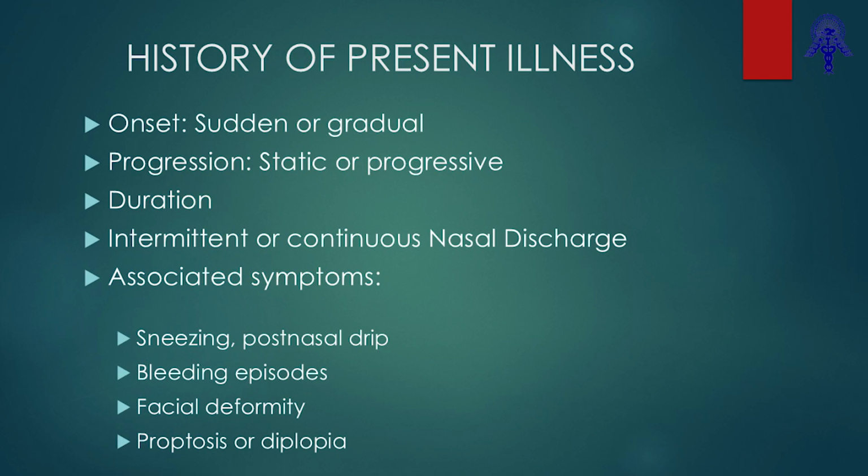Now coming to history of present illness. First you write. I will interrupt once just to make it a little interactive. For example, he said history of bleeding. Then sometimes the examiner will stop you there. Why did you ask about bleeding? What does bleeding tell you? That kind of question will come. What will be the answer? Why do you ask for bleeding?